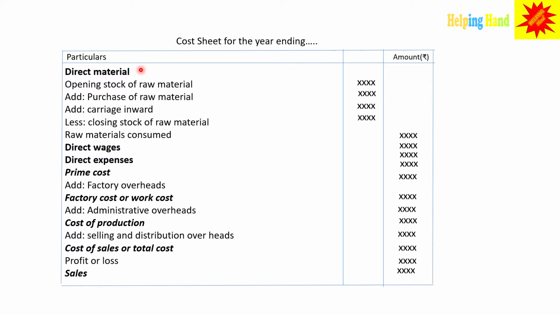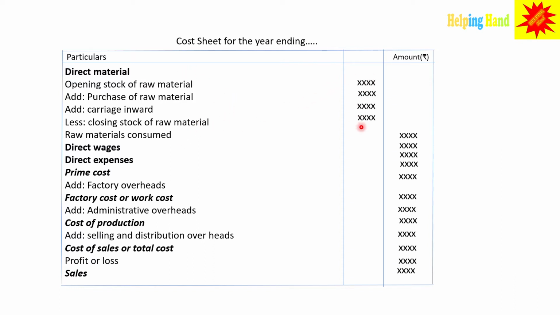Sometimes the question will not give direct materials directly. That time what we do is we take the opening stock of raw materials, add the purchase of raw materials in that current period, add the carriage inward and other direct expenditures related to purchase of direct material, subtract the closing stock of raw material and arrive at raw materials consumed. So raw materials consumed are nothing but your direct material itself. To find that out, we do all this process.